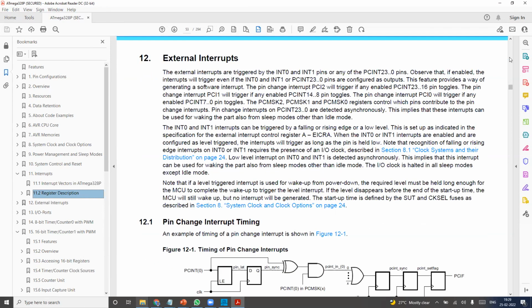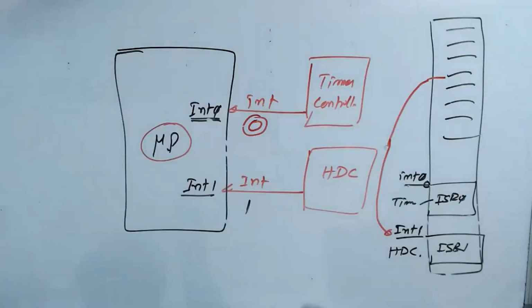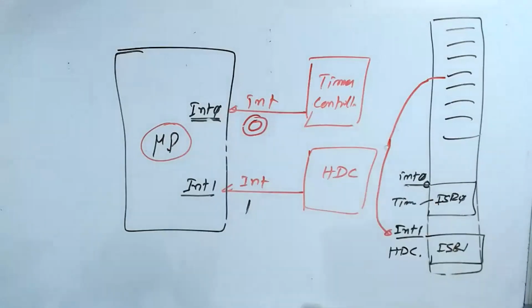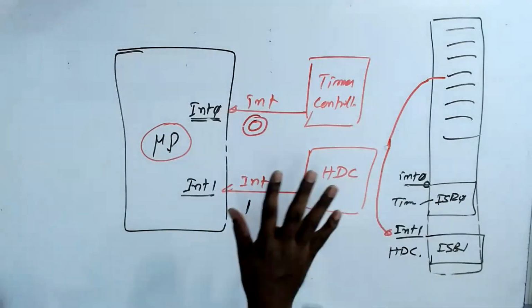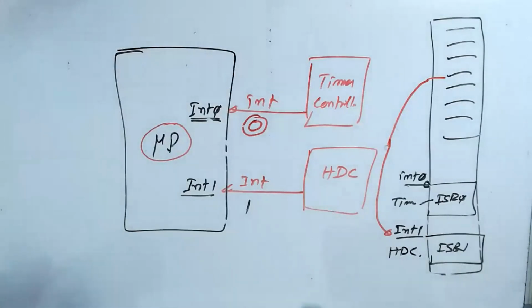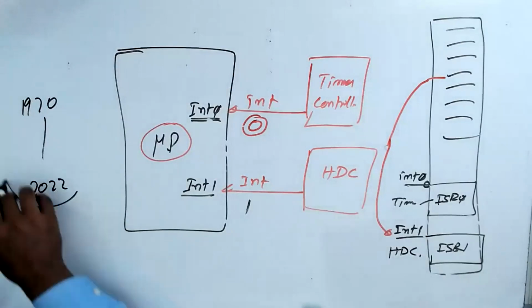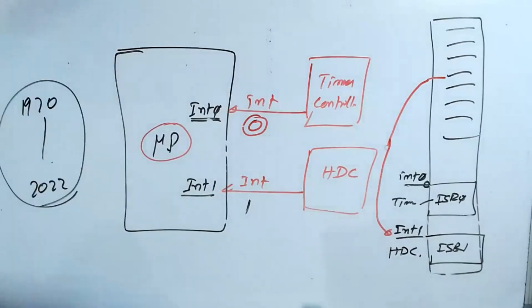Now I'll explain something extra, which is important. There is something called an interrupt, and when an interrupt comes, the hardware will jump to the location. This has to be understood. This is common in all microprocessors from the 70s to 2022. No change. Understand now?